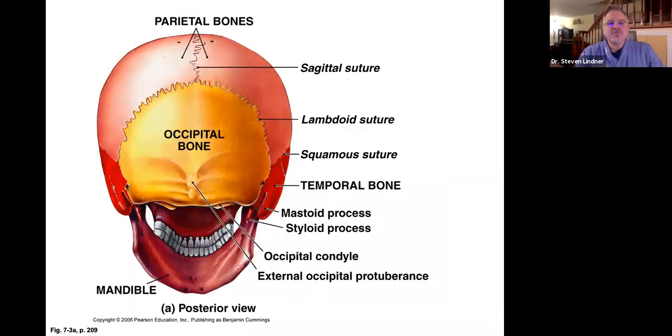Okay, so when we look at the skull, this view is the posterior view of the skull. The back of the skull is called the occiput or occipital bone.